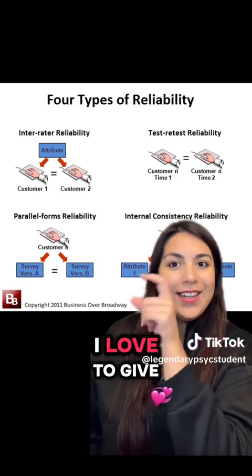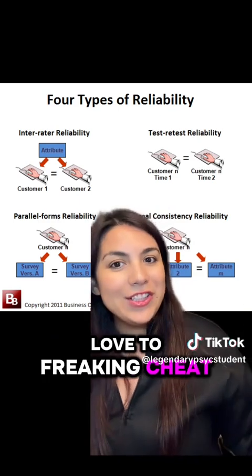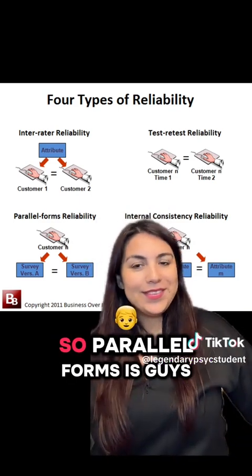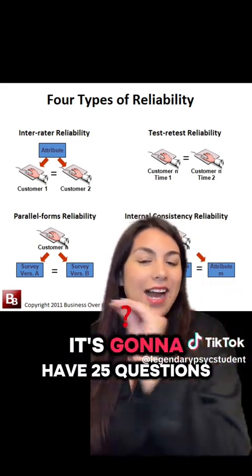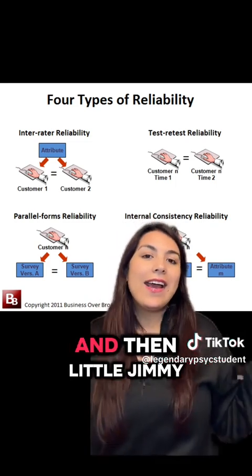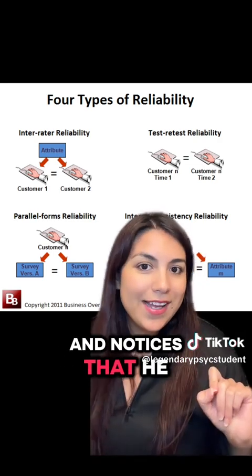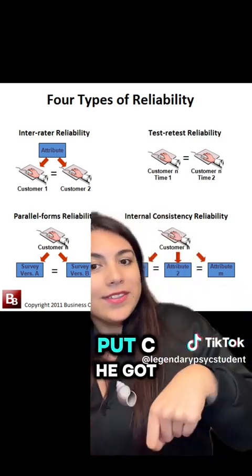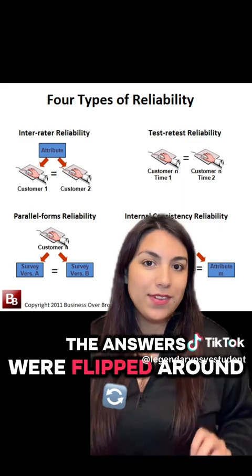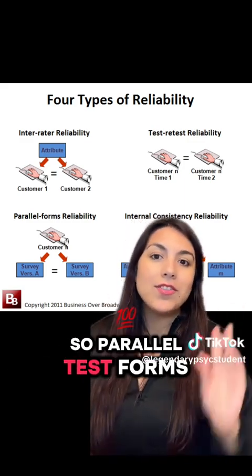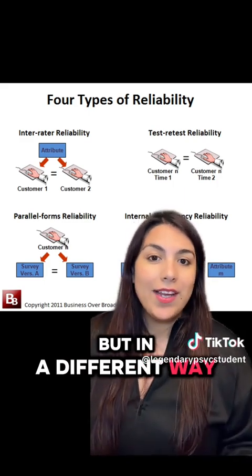As a teacher, I love to give parallel forms because students love to cheat. So parallel forms is, guys, I'm going to give you a test today. It's going to have 25 questions. And then little Jimmy is looking at little John's paper and notices that he put C, and when he put C, he got it wrong, because though it was the same test, the answers were flipped around. So parallel test forms are the same version of the test, but in a different way.